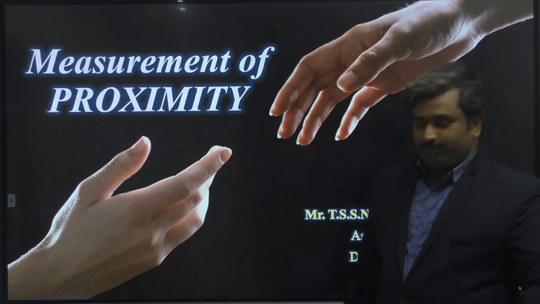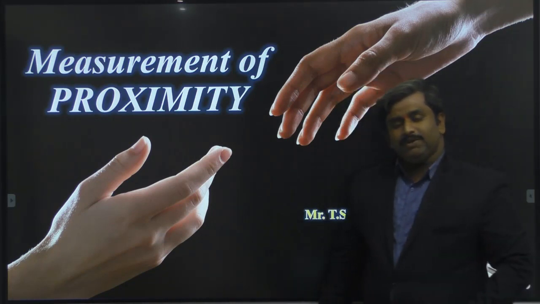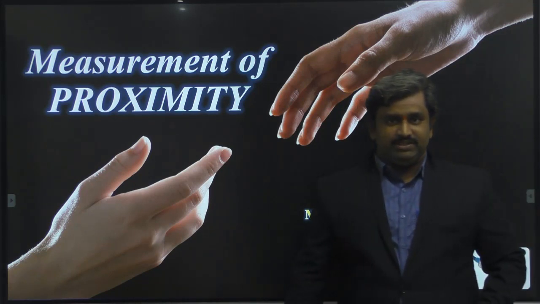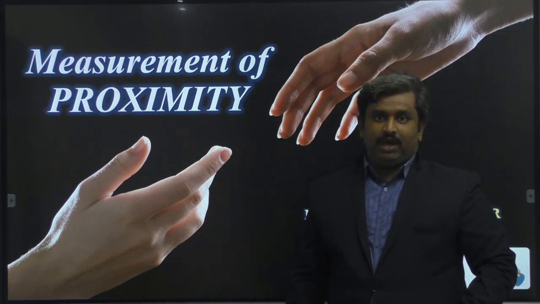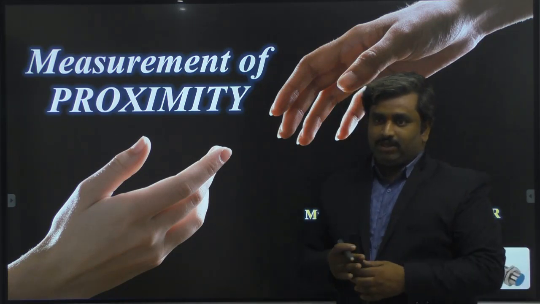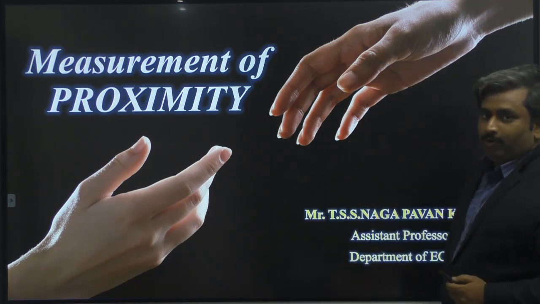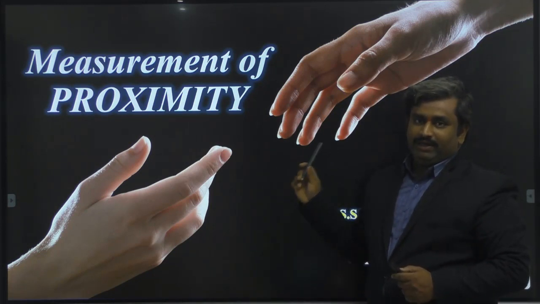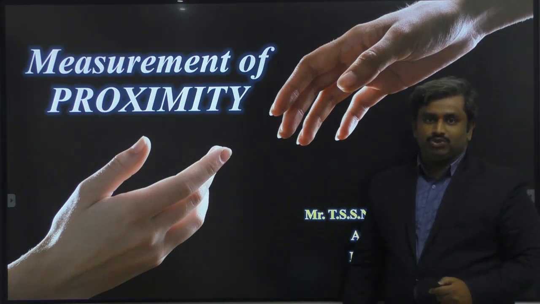Measurement of proximity. So what is meant by proximity? As per the definitions of some of the dictionaries, proximity is closeness, or reaching each other together. It is very close together. That is about the proximity. So we can say very nearer. These two hands are representing very close to each other.